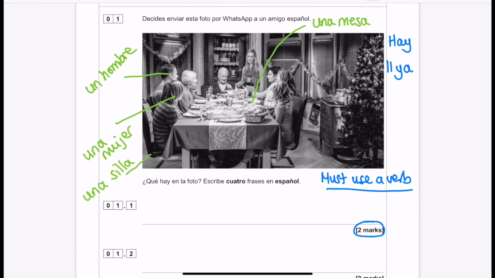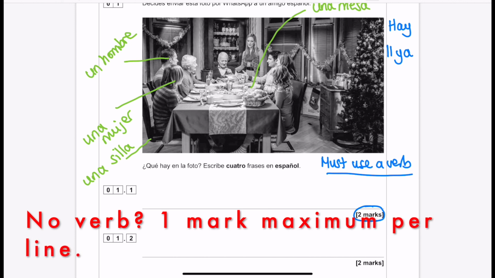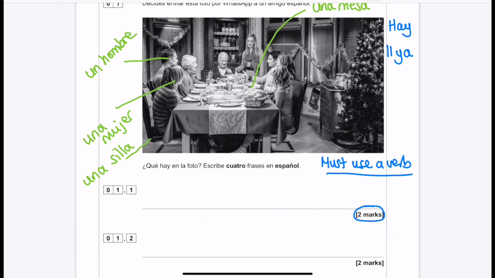Now, what's really important is I've written down those things, but they're not in sentences yet. They're just single items. They're nouns. If you just give a noun and you don't put a verb in front of it, you can only get a maximum of 1 mark. You must put a verb.